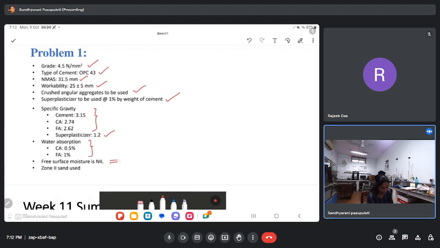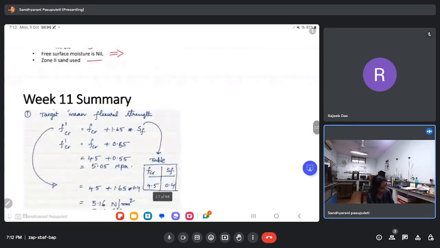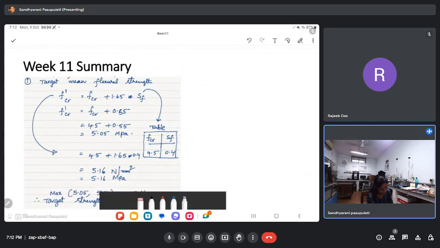It is mentioned that there is no surface moisture in the aggregates, and zone 2 sand is used. Given this information, our first step is always to calculate the target mean flexural strength. What is the formula? F'cr equals this. This is one of our formulas, and this is another. In the second formula, we can directly substitute 4.5 plus 0.55, and we get 5.05 megapascals.